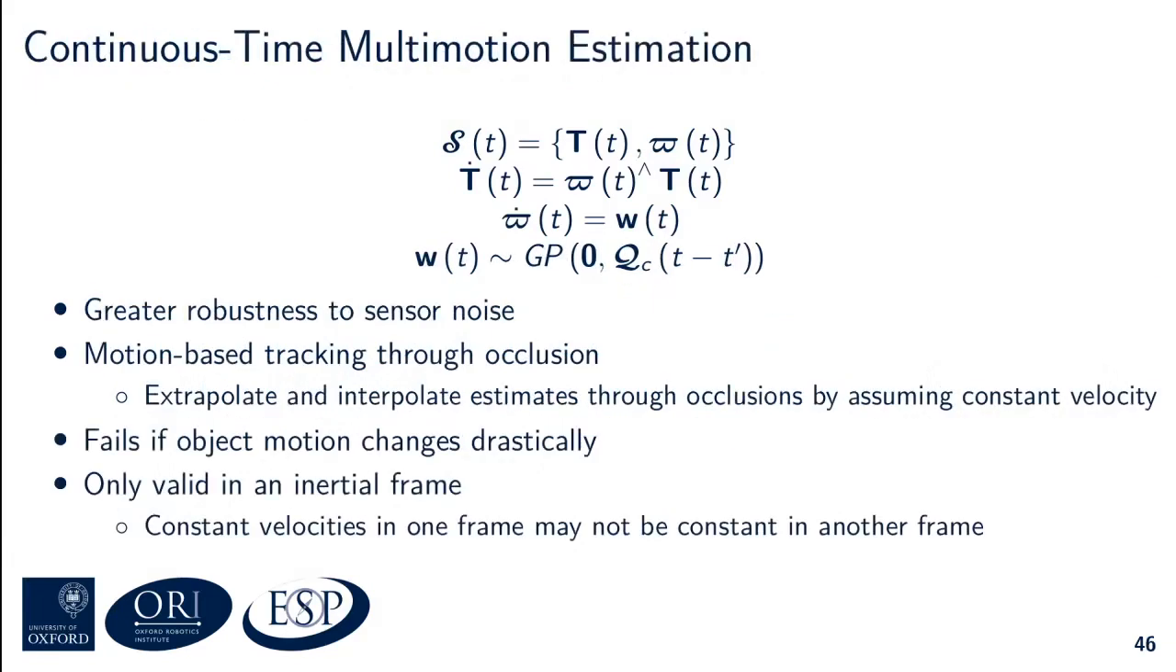This yields greater robustness to sensor noise and allows for motion-based tracking through occlusion, but is only accurate as far as the prior applies to the true object motion. So if the object drastically changes velocity by accelerating or changing direction, the estimator will perform poorly. It is also important to recognize that the prior is only valid in an inertial frame, and a constant velocity relative to one frame may not be constant relative to another, especially if that frame is moving.